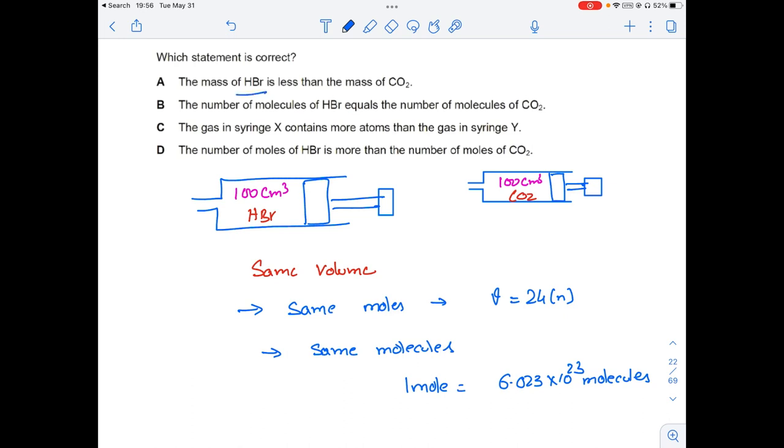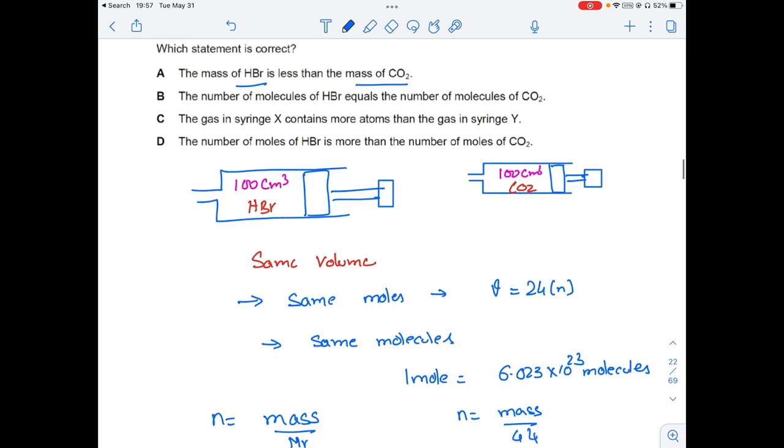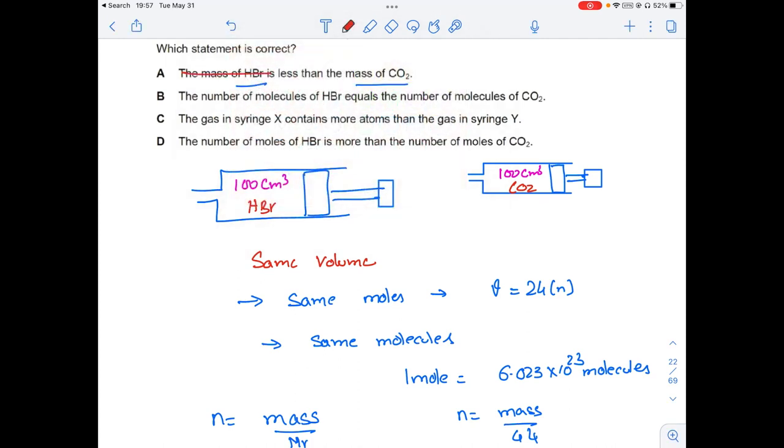The mass of HBr is less than the mass of carbon dioxide. Now the mass will be different. Why? Because moles equals mass upon Mr. So Mr for hydrogen bromide is 81, and if the moles are the same, you can see that mass upon Mr of carbon dioxide is 44, which will be totally different. So the masses will surely be different, and option A is the wrong option.